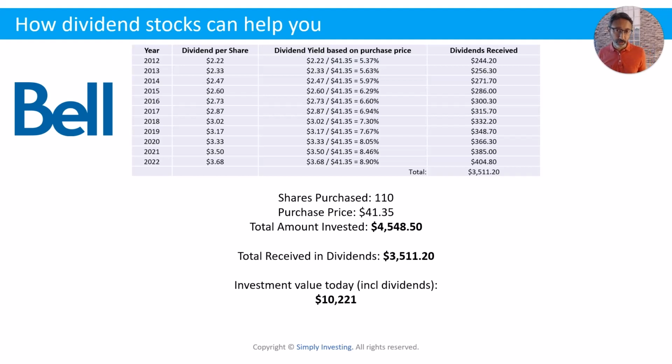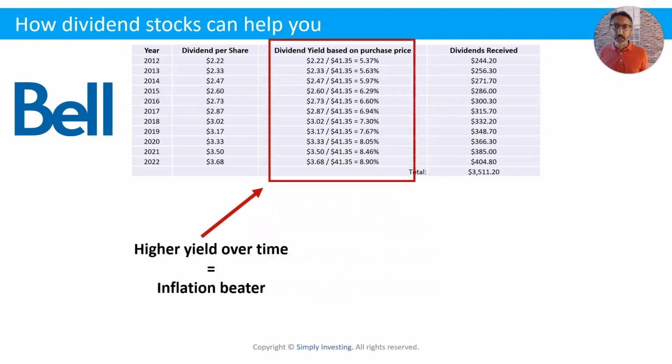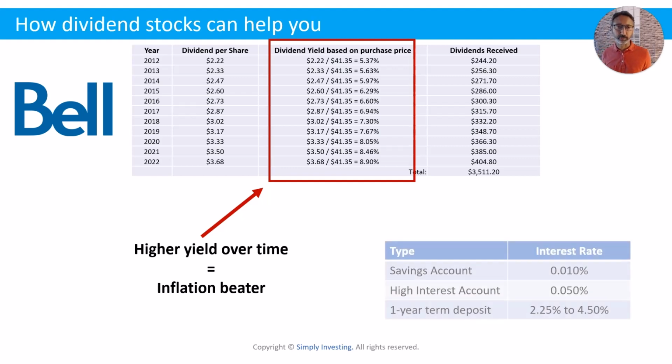So the stock price has obviously gone up. The dividends have gone up. This investment in Bell Canada is worth more than double what it was originally when the person started investing. So again, higher dividend yield over time is going to allow you to beat inflation.